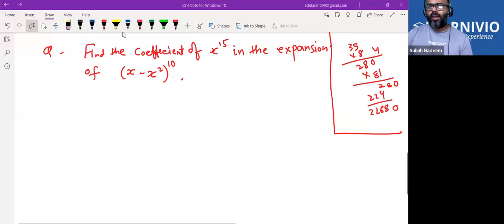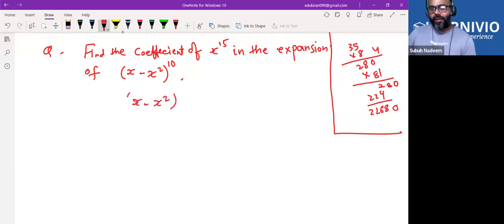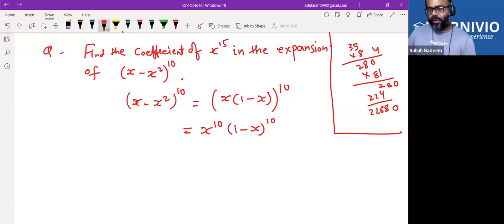One thing you have to do is to take (x minus x squared) to the power 10 as x common, 1 minus x, to the power 10, and write it as x to the power 10 into (1 minus x) to the power 10. In this form it is very tedious to solve it, so change it in this form. Now try.